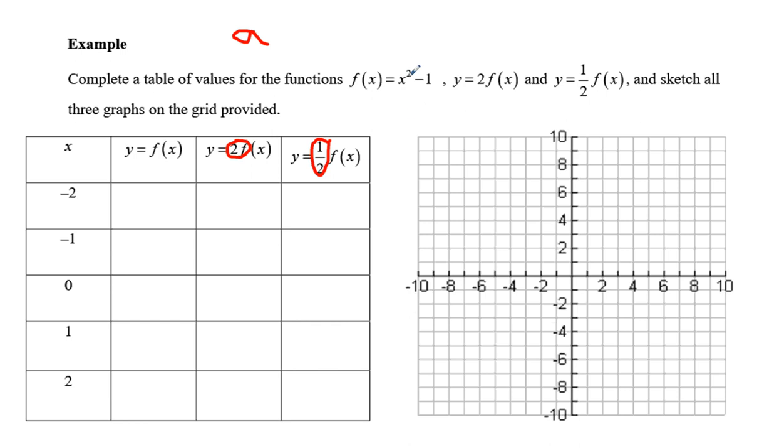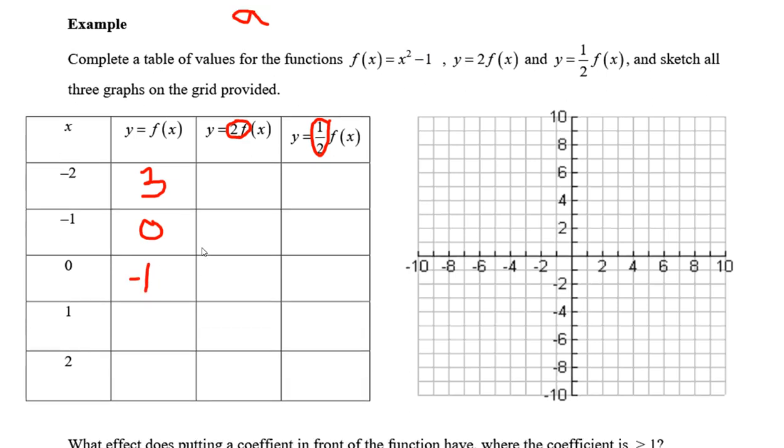Let's draw x squared minus 1. Not a problem. When I put in negative 2, squared is 4. 4 minus 1 is 3. So I get a 3 right here. Negative 1. Negative 1 squared is 1. Minus 1 is 0. Put a 0 in here. 0 squared is 0. Minus 1 is negative 1. Put a 1 in. 1 squared is 1. Minus 1 is 0. Oh, I see where we're headed here. And putting a 2 in, 2 squared is 4, minus 1 is 3.